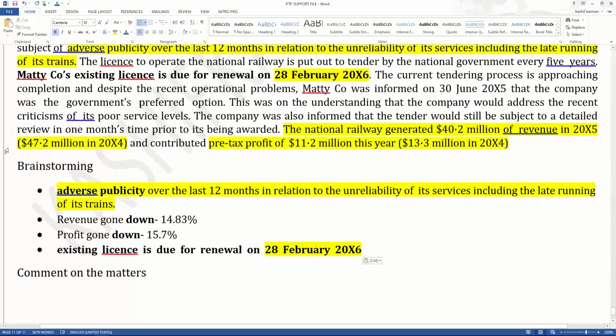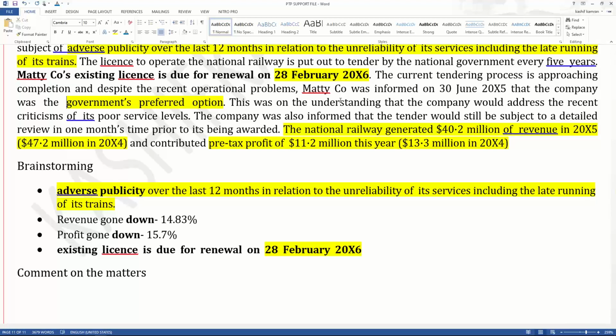The current tendering process is approaching completion for the license, and despite the recent operational problems, METI was informed on the 30th of June that the company was the government's preferred option. So is the government still preferring METI for this license? Is there a high chance you might get this license even despite the adverse publicity? So far so good, everyone? Okay, this was on the understanding that the company would address the recent criticism of the poor service level. So if the company is able to address the criticism, the government will give you the license.